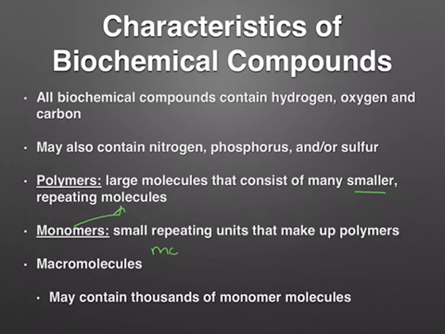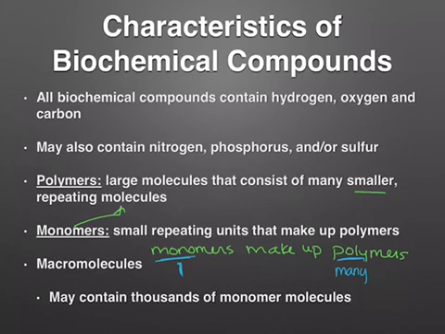So monomers make up polymers. And that kind of makes sense if you think about the prefix mono. Mono means one, and poly means many. So a lot of one thing can build up to make many things. And so we call these macromolecules when they contain up to maybe thousands of monomers chained together.